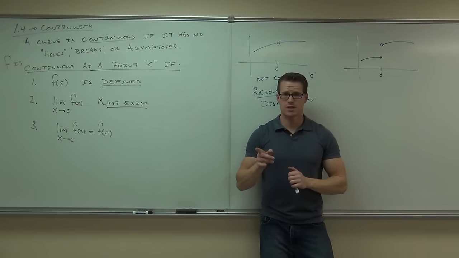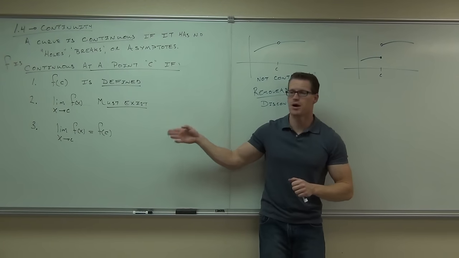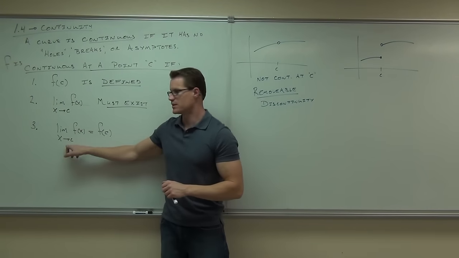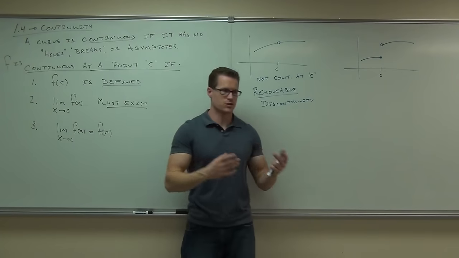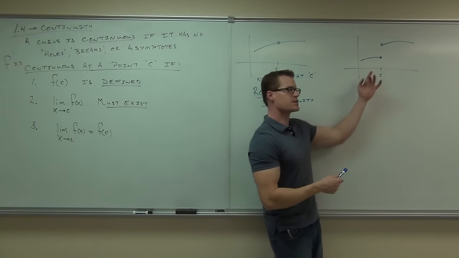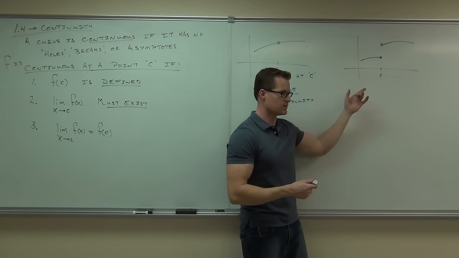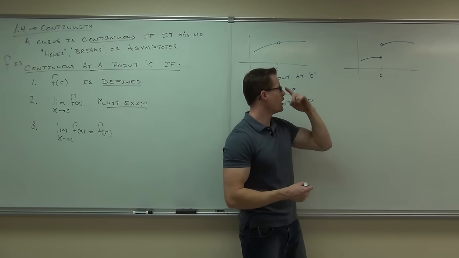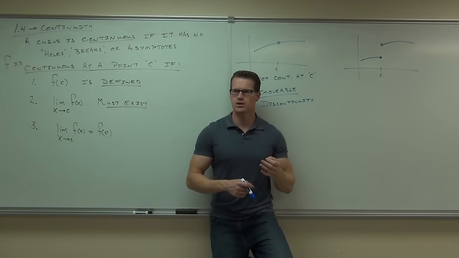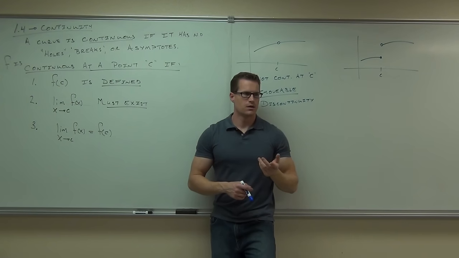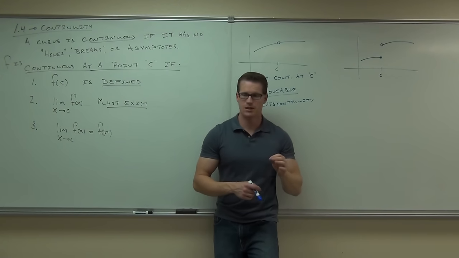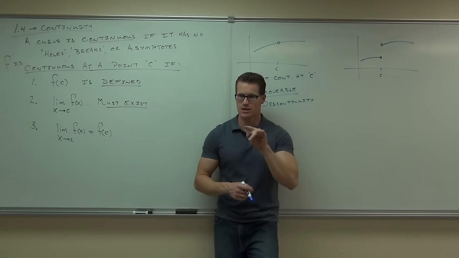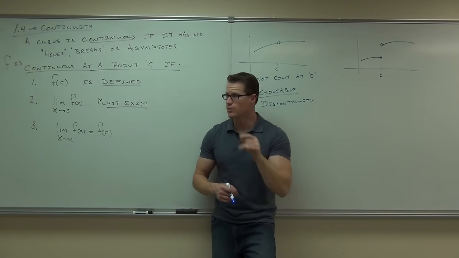No. If number two's not satisfied, number three can't possibly be satisfied because this is non-existent. So this fails continuity. So we'd say, yeah, this is not continuous at C, for sure. But is it a removable discontinuity or not? No, even if I put another point up there, it's not going to make a difference, right? I'm not going to be able to continue my function with one single point.